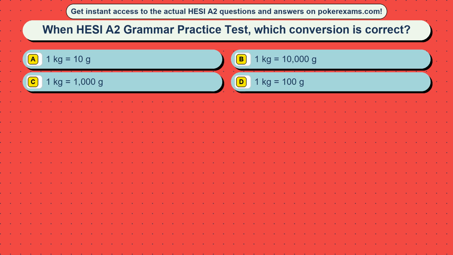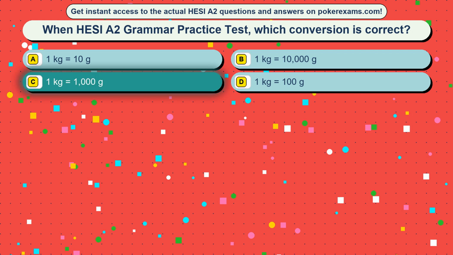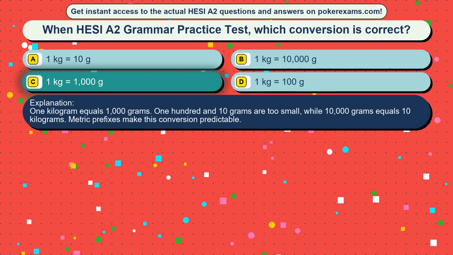Question 19. When HESI A2 grammar practice test, which conversion is correct? Option A, 1 kg equals 10 g, option B, 1 kg equals 10,000 g, option C, 1 kg equals 1,000 g, option D, 1 kg equals 100 g. The correct answer is option C, 1 kg equals 1,000 g. 1 kg equals 1,000 grams, 10 grams is too small, while 10,000 grams equals 10 kilograms. Metric prefixes make this conversion predictable.